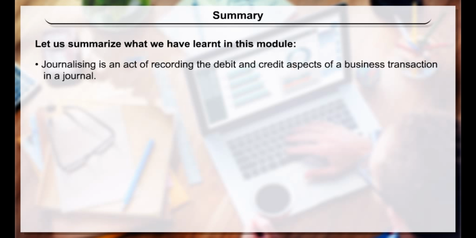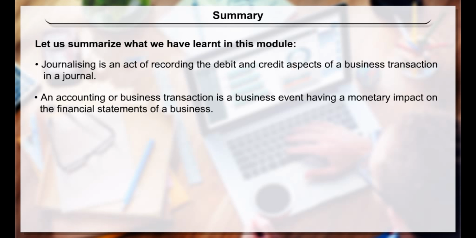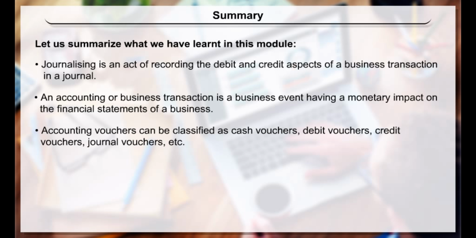Journalizing is an act of recording the debit and credit aspects of a business transaction in a journal. An accounting or business transaction is a business event having a monetary impact on the financial statements of a business. Accounting vouchers can be classified as cash vouchers, debit vouchers, credit vouchers, journal vouchers, etc.